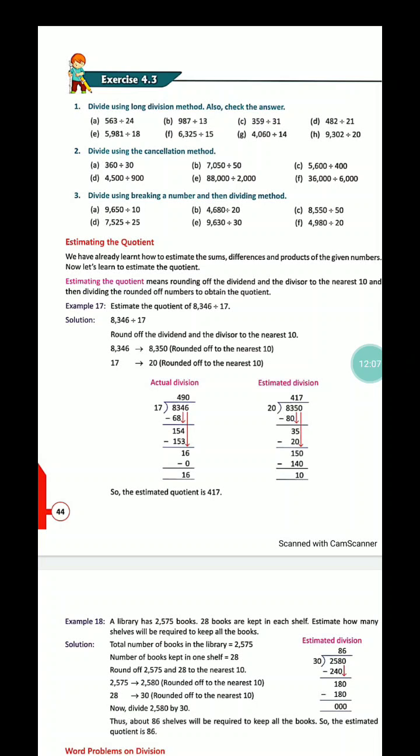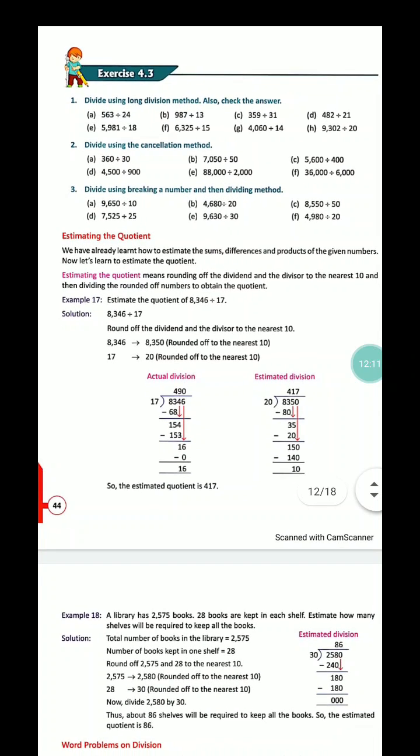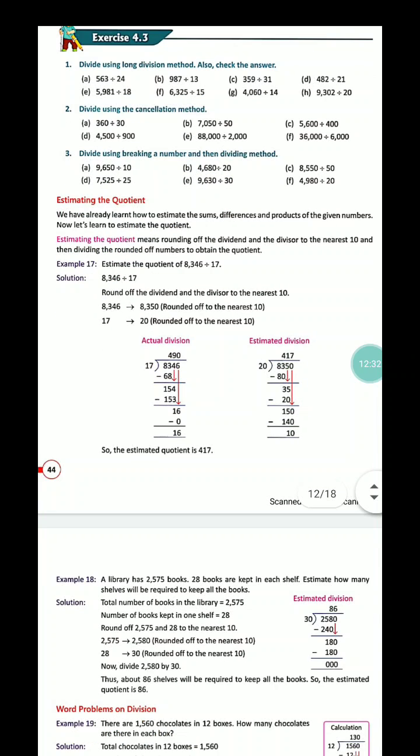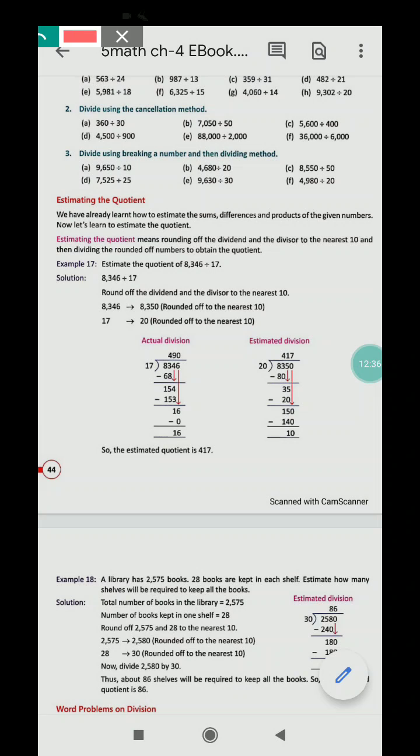So here estimating the quotient means rounding off the dividend and the divisor to the nearest place and then dividing the rounded off numbers to obtain the quotient. So let us do an example so that we will be able to understand. Estimate the quotient of 8346 divided by 17. So round off the dividend and the divisor to the nearest 10.